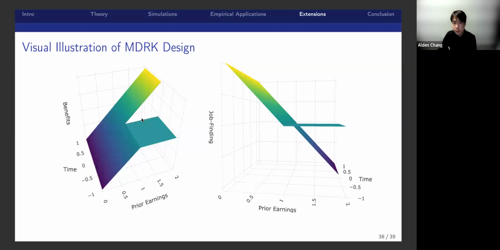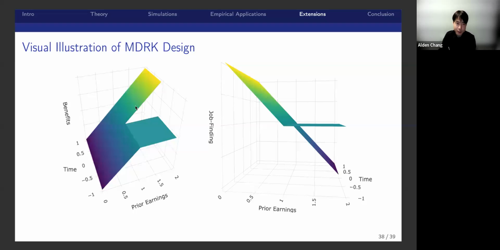And what this means is, if your prior earnings were in this range, between x bar and x star, and you applied for UI slightly before the policy came into effect versus slightly after it came into effect, there is actually a discontinuous jump in your UI benefits.